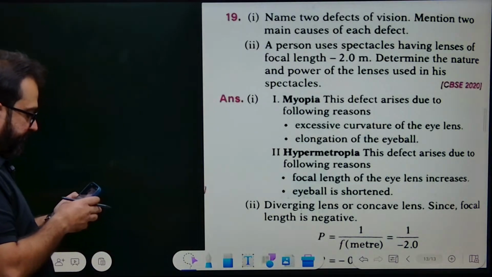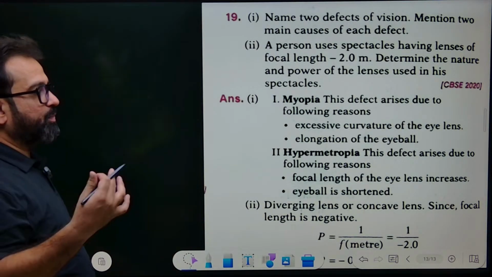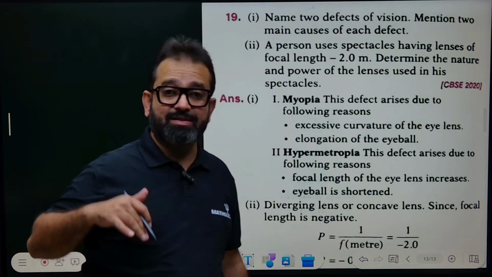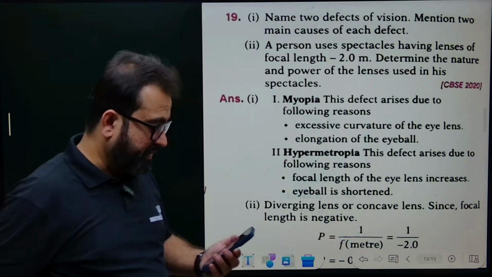Okay. Now see. Question says, name two defects of vision. You must know myopia and hypermetropia. What is the third defect? Can anyone tell me? Presbyopia, having both types of defects.